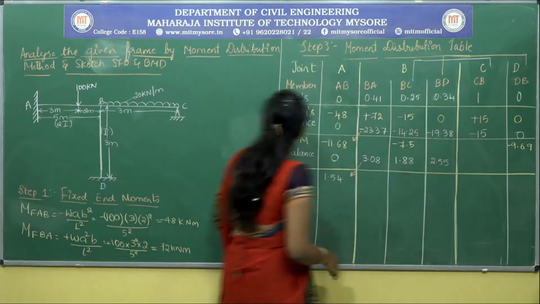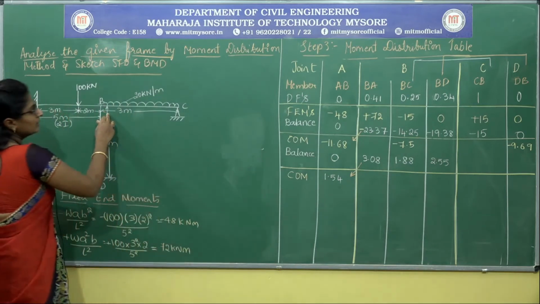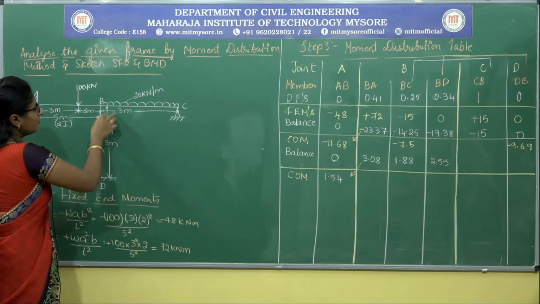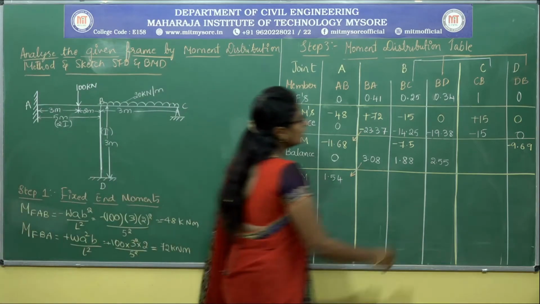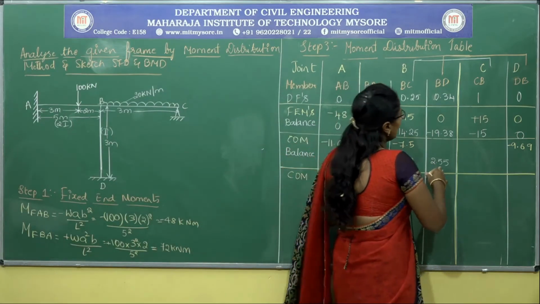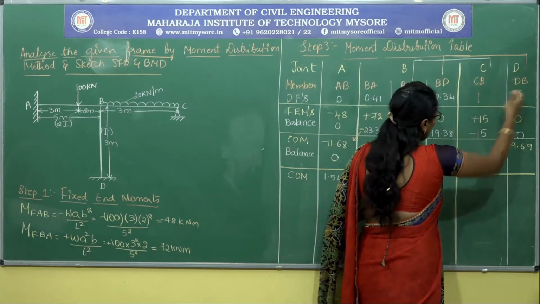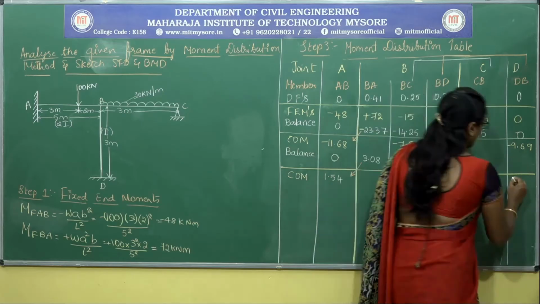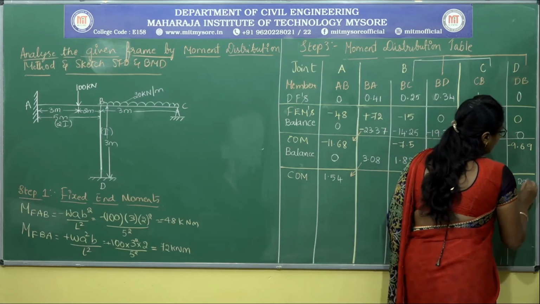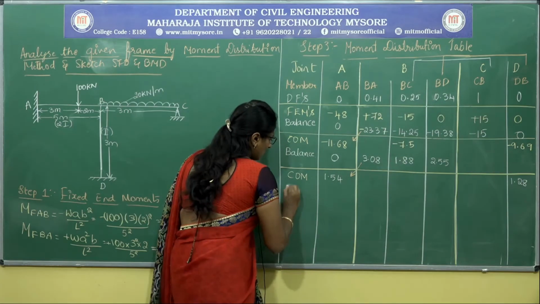Then BD, the balanced moment is 2.55 in the clockwise direction. So this 2.55 is to be transferred to the other end. BD means DB. So half of 2.55 is to be transferred to DB. It is 1.28.